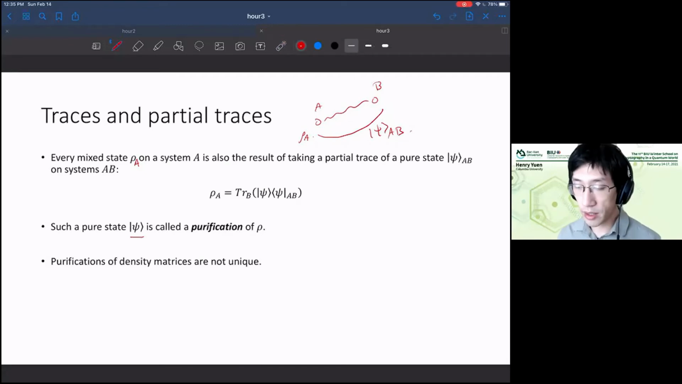And these purifications are very important in cryptography because we can always imagine that if you're one party in a protocol and that party has a density matrix, you can always model the system as ultimately being a pure state by just considering that there's some external system B that purifies the mixed state in the protocol.